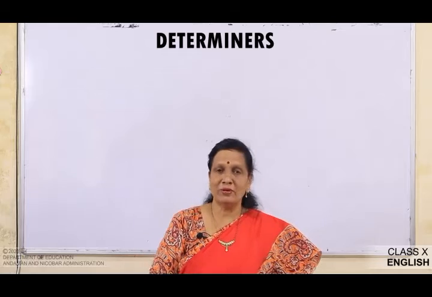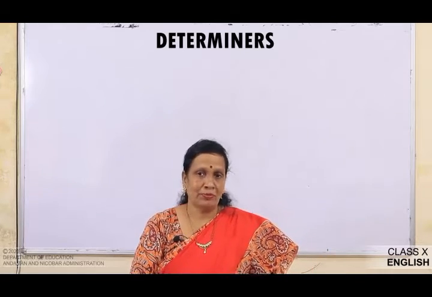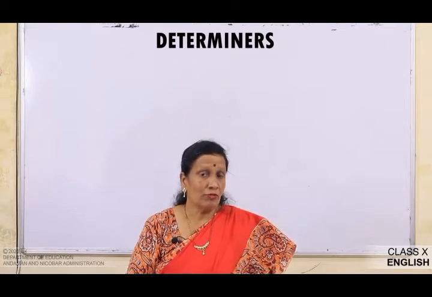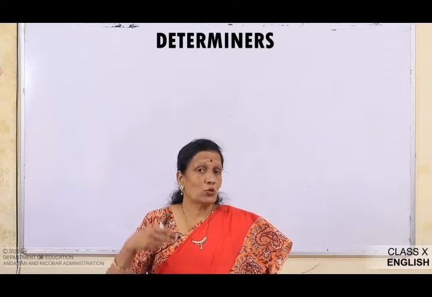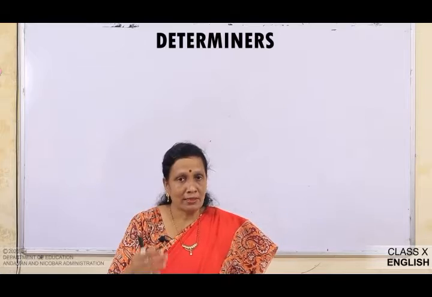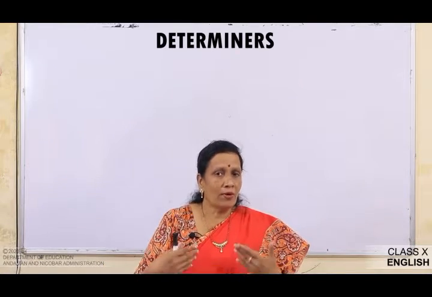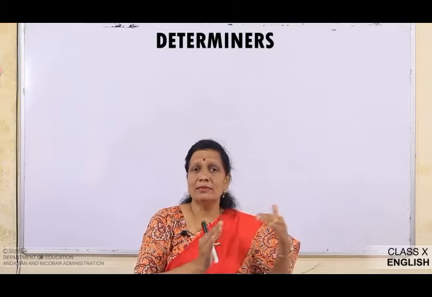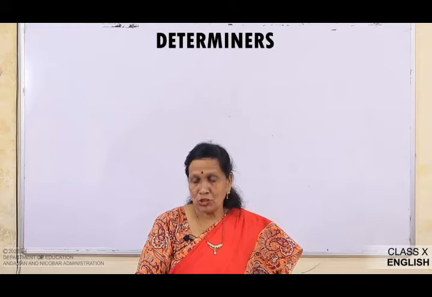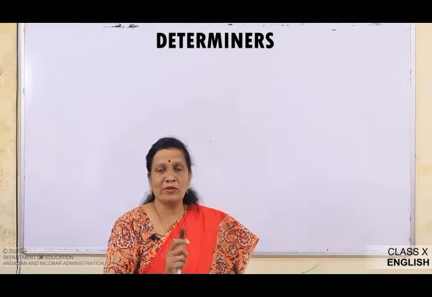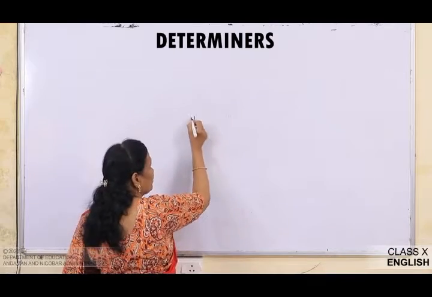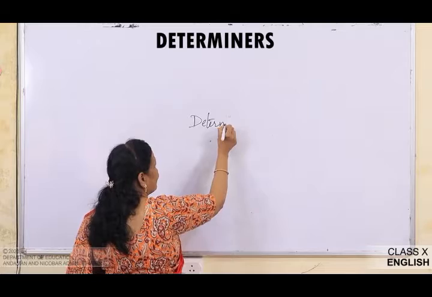Children, in the last class we had learnt about determiners. What are determiners and what are the different components of determiners? Let us quickly look at what we had learnt in the last class, and then we will move ahead and learn more about articles. We had learnt a little bit about articles and the other determiners. So, we will continue with the articles and also look at some exercises.